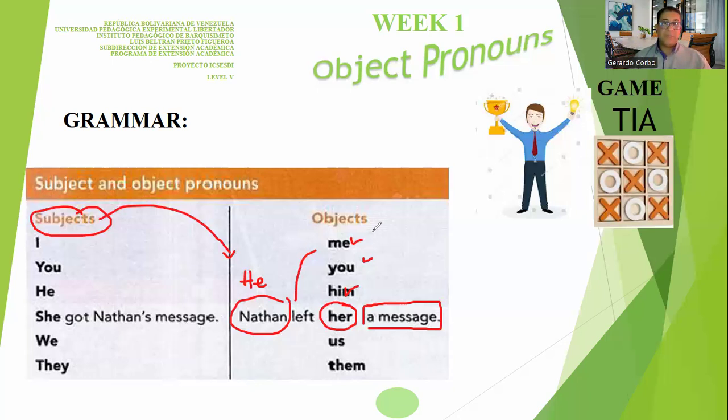And if I have to use a pronoun, I have to use an object pronoun. So it's not correct to say she gave I, she gave he, she gave they. Incorrect. Remember that the personal pronouns are before the verb and the object pronouns after the verb.